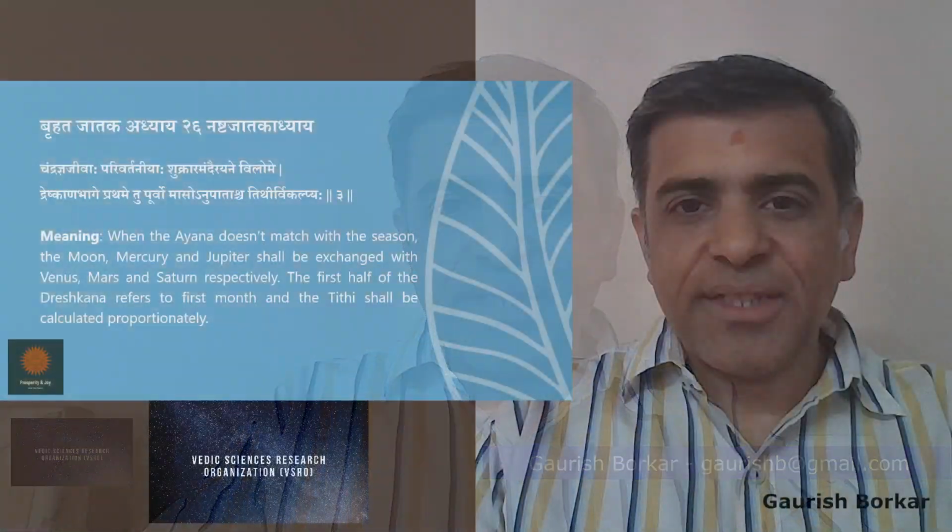Namaskar. We are continuing our study of the Nashta Jataka Adhyaya of Vraj Jataka. And today we are going to study the third stanza of this particular chapter. In this stanza, we are going to the next part of birth time correction or birth time identification, and that is about identification of the month of birth and the Tithi of birth. So let's start.